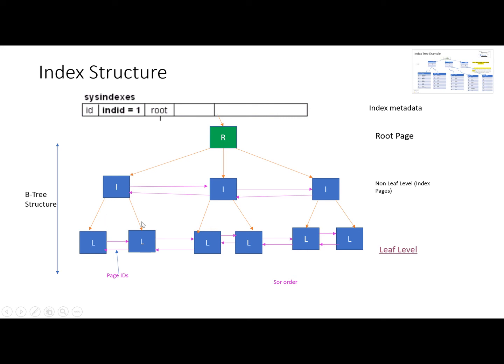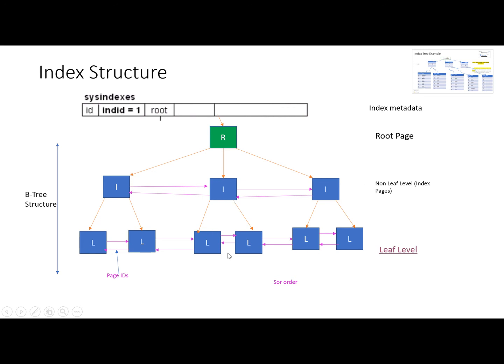All levels are linked by these arrows from top to bottom, and we can also find arrows from left to right. These left to right arrows are basically the page IDs, and these page IDs are used to sort the records. So the storage engine will sort the records based on these page IDs. Whenever we are sorting this data in some order, the storage engine will use these arrows to sort the records.